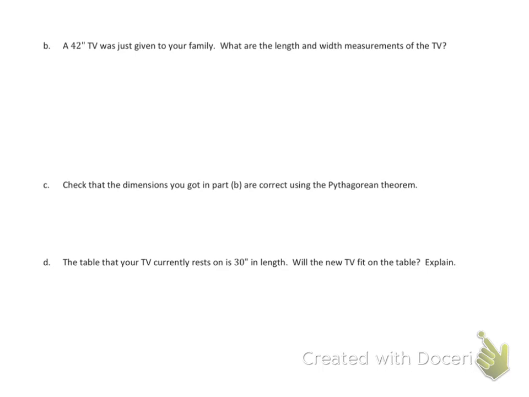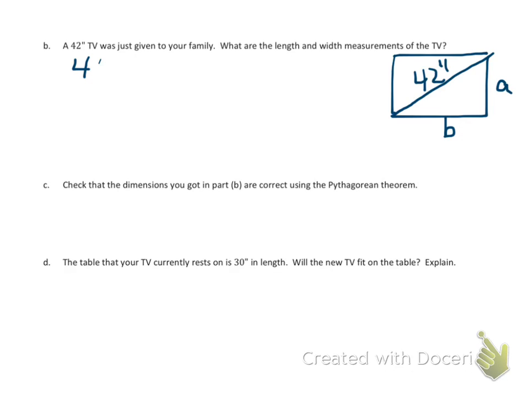Okay, let's go on with this. A 42-inch TV was just given to your family. What are the length and width measurements? Okay, interesting. So what do I know now? I know the hypotenuse here. I know 42 inches right there. I don't know A and B, but I do know a relationship between A and B. I know that the ratio between B and A is 4 to 3, or 3 to 4, depending on how you say it. So the ratio is 4 to 3.